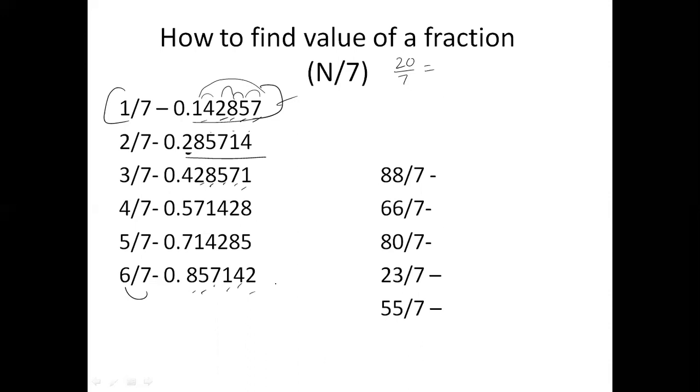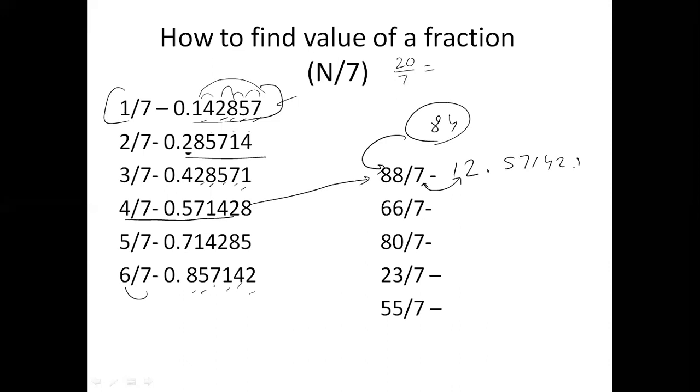You might be thinking how to calculate if the numerator is a 2-digit number. That also I'll show you. 88 by 7. Now you tell me, approximately how many times is 88 divisible by 7? 12 times. That is, the answer is 12 point something. Now what is 12 into 7? 84. What is the difference between 84 and 88? 4. So copy the answer of 4 by 7, that is 571428.